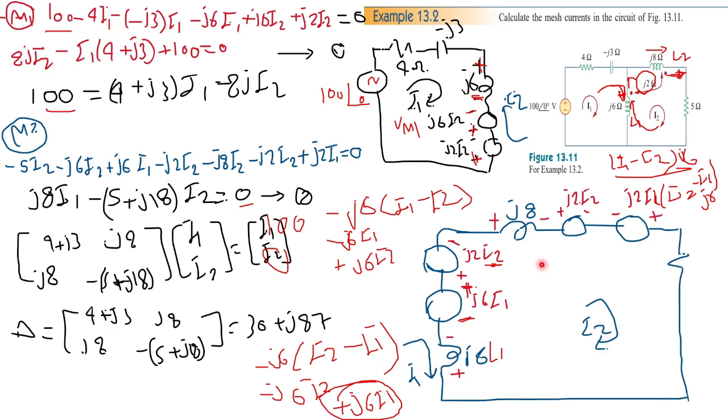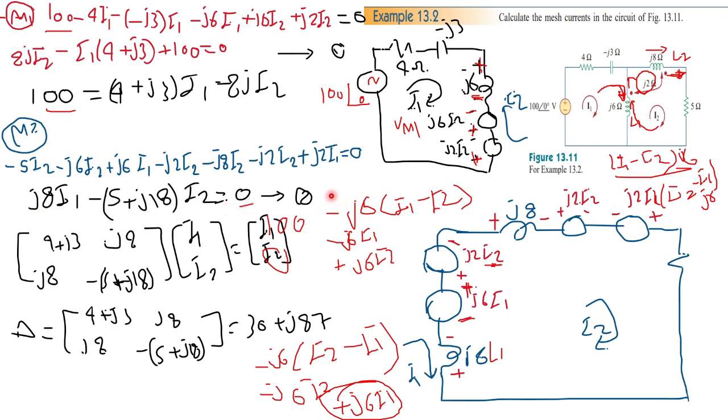Now we can apply Kirchhoff's voltage law. Starting from the resistor, minus 5 I2, and here is a voltage drop, minus j6 I2. Here is a voltage rise, plus j6 I1, because it's caused by I1. Minus here it's a voltage drop, minus j2 I2, a voltage drop, minus j8 I2, a voltage drop, minus j2 I2, a voltage rise, plus j2 I1, equals 0. This can be simplified to j8 I1 minus (5 + j18) I2 equals 0.